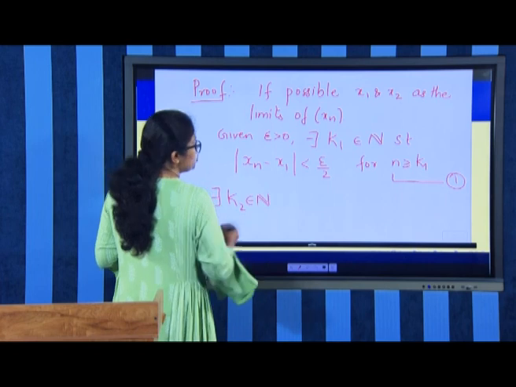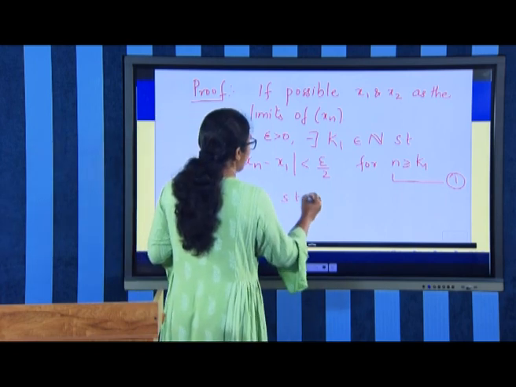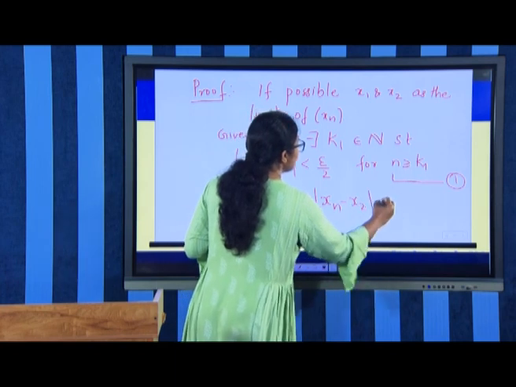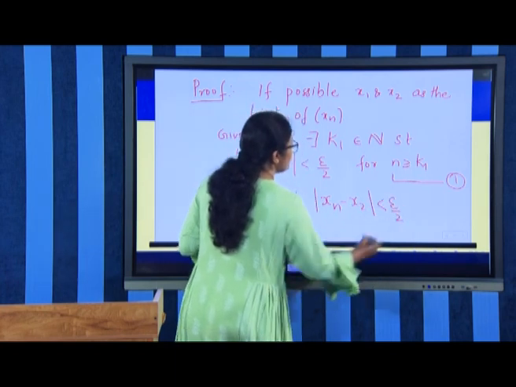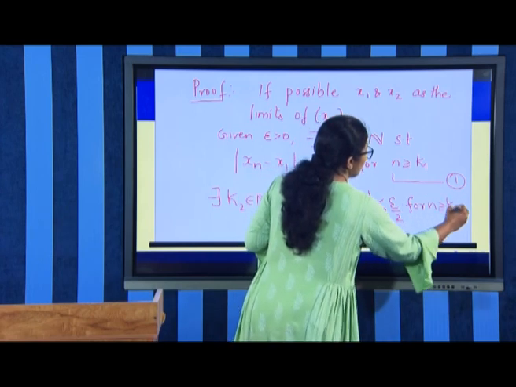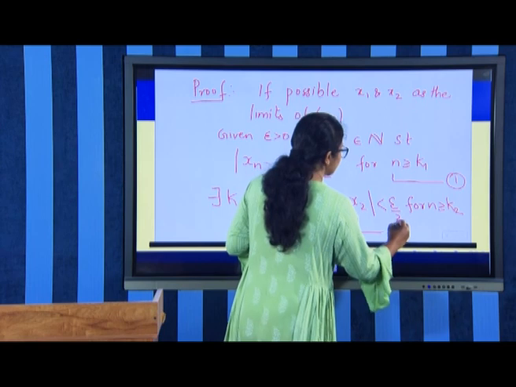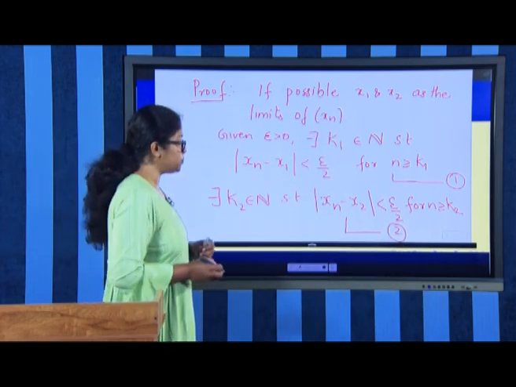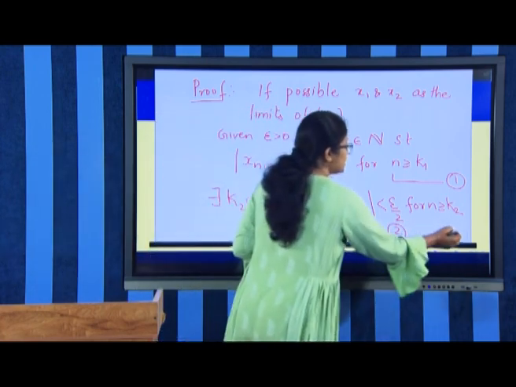And also there exists some k2 belonging to the set of all natural numbers, such that modulus of xn minus x2 is less than epsilon by 2 for n greater than or equal to k2. So, this can be considered as inequality number 2 or condition number 2. Now, what does this mean?